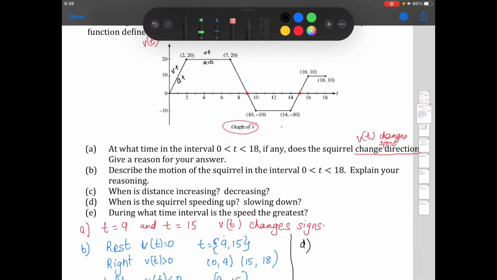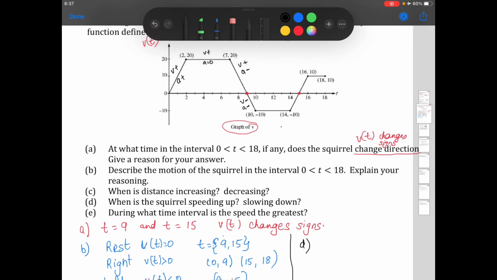So it's neither here. From 7 to 9, my velocity is positive, and my acceleration is negative. Then from 9 to 10, my velocity is negative, and so is my acceleration. From 10 to 14, we really don't care because it is at rest, so we're not talking about it.